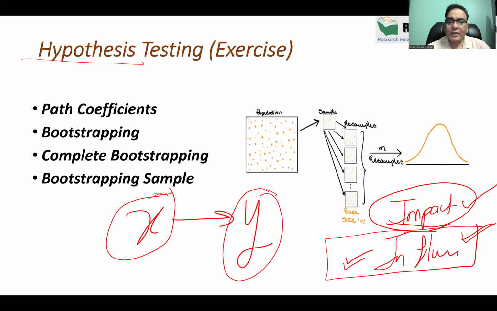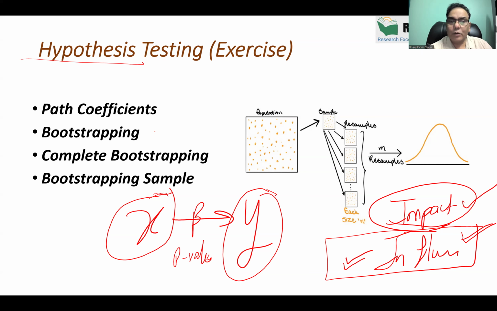Suppose you want to find out the influence of X on Y. So this influence is studied by beta and its p-value. So point number one, hypothesis is tested with the help of path coefficient and p-value.